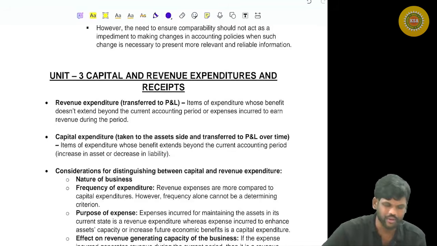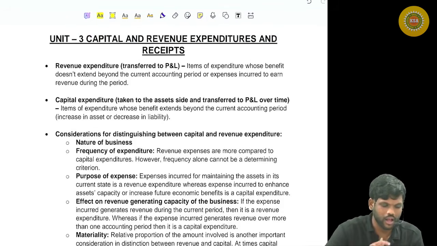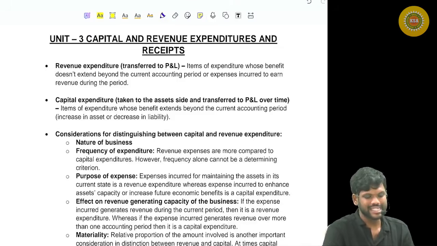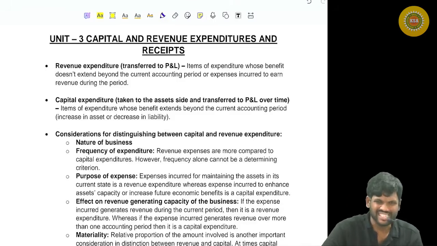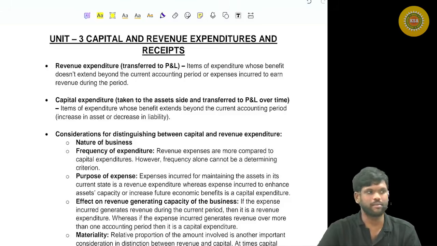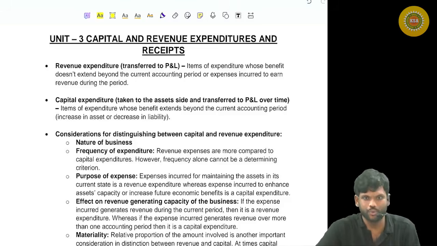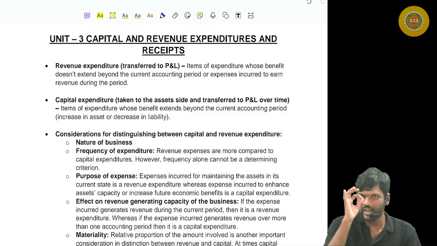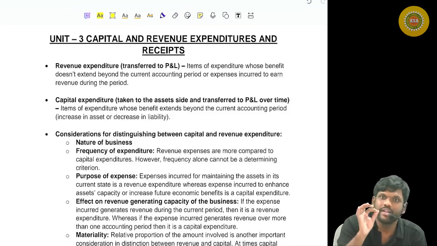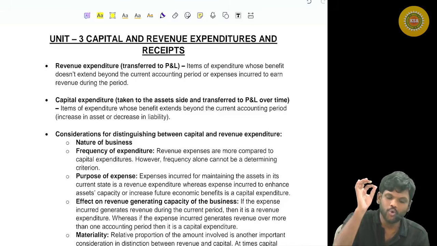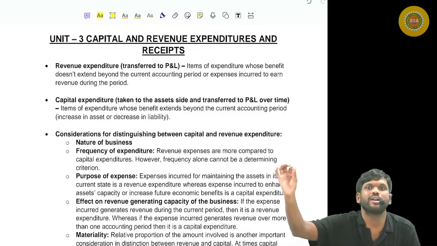All other units we can quickly finish. We'll have less load of theory. Okay, so the third unit is capital and revenue expenditure and receipts. This also has been tested several times in your past examination. This has also come lot of times in true or false questions as well. See, remember very clearly, revenue expenditure means expenditure incurred whose benefit will get consumed within the same accounting period.